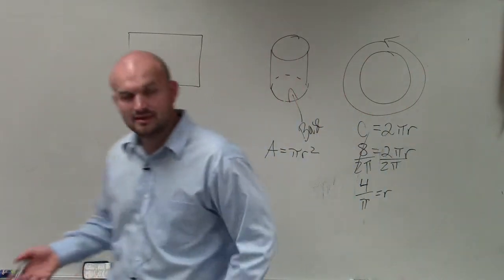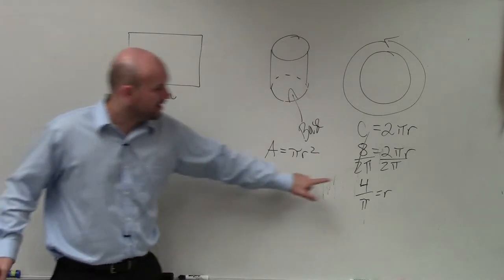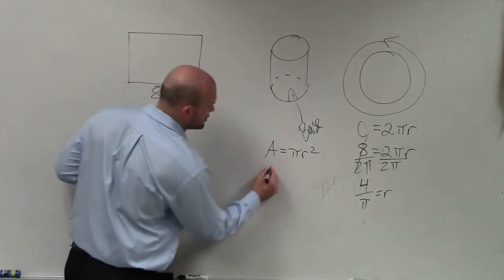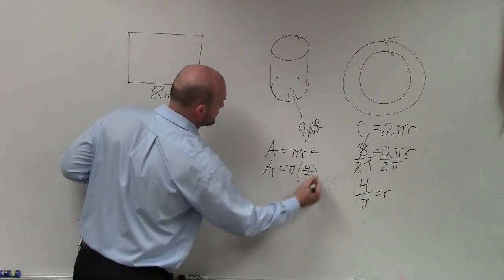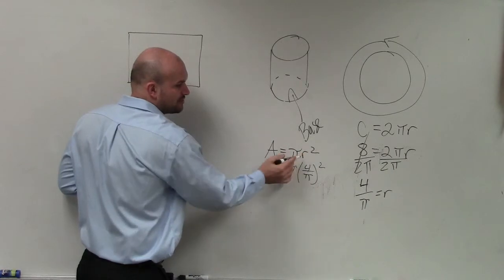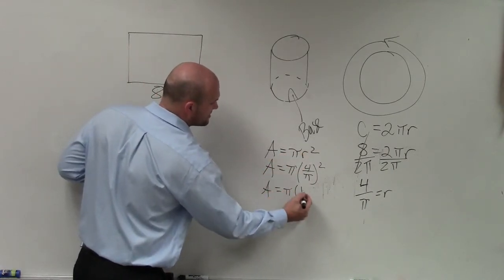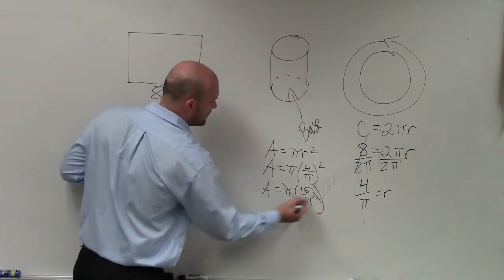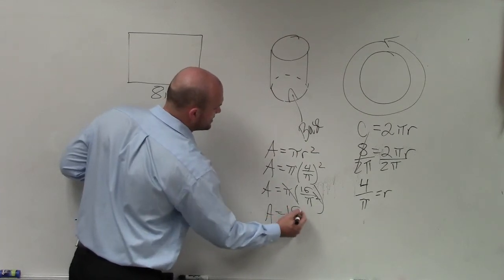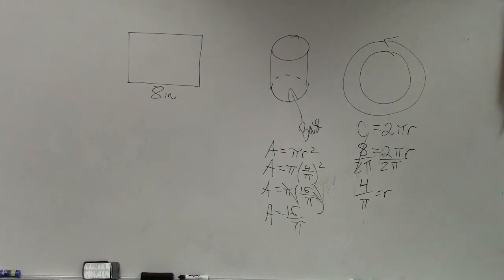That is my radius. Now, going back to my question, I need to find the area. I now know what r is, so I can determine the area, which is pi times 4 over pi squared. When we square a fraction, we square the numerator and square the denominator. So area equals pi times 16 over pi squared. Those simplify out. Area equals 16 over pi. So which is j. Anybody have any questions on that?